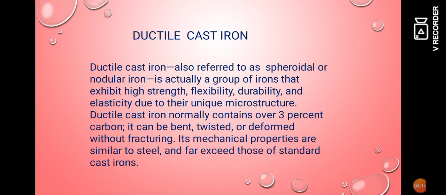Now let us see another type of cast iron, that is ductile cast iron. Ductile cast iron, also referred to as spheroidal or nodular iron, is actually a group of irons that exhibit high strength, flexibility, durability, and elasticity due to their unique microstructure. Ductile cast iron normally contains over 3% carbon. It can be bent, twisted, or deformed without fracturing. Its mechanical properties are similar to steel and far exceed those of standard cast irons.